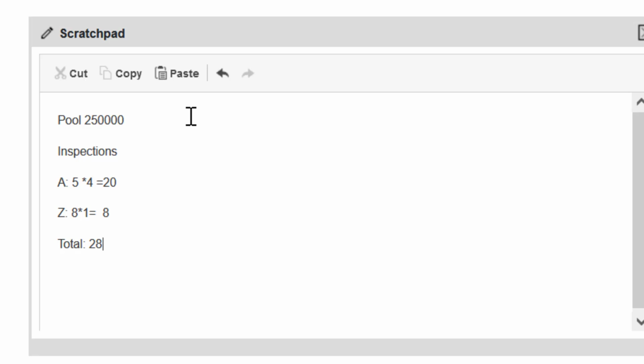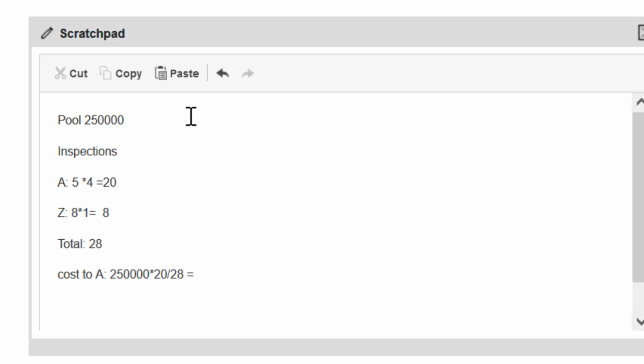Now, let's assign the costs to product A based on consumption of inspections. So the costs to product alpha, that'll be the 250,000 multiplied by 20. Those are the inspections to alpha over the total number of inspections, which would be 28.